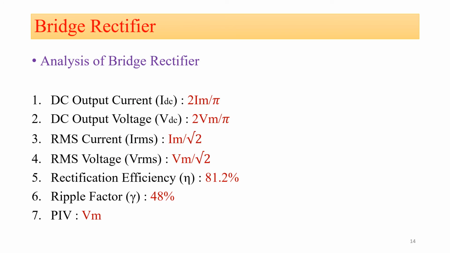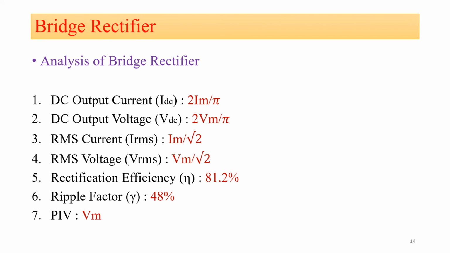Now let's see the analysis of our bridge rectifier. The first parameter is IDC, the DC output current, which equals 2 Im by pi, where Im is the maximum current. Similarly, the DC output voltage, VDC, equals 2 Vm by pi, where Vm is the maximum voltage. Then RMS current is Im by root 2, and RMS voltage is Vm by root 2.